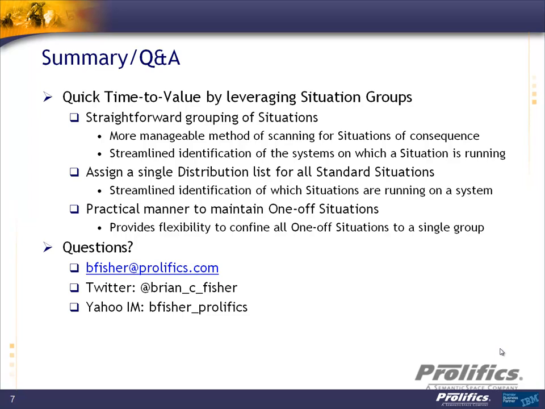Also, assigning a single distribution list for all standard situations makes my life a lot simpler. It's easy to identify which situations are running on a particular system. That makes my life so simple because I can just go into the situation editor, go to the distribution, see the assignments based off the group membership, and there's my magical list. I don't need to do any mappings.